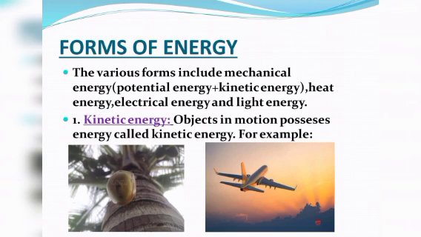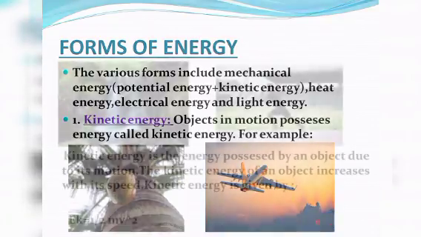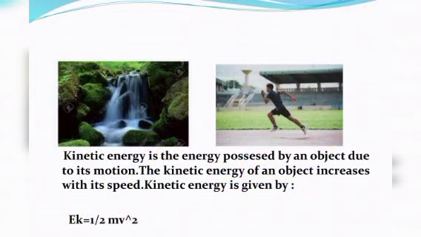And the first one is kinetic energy. What is kinetic energy? Try to recall. Objects in motion possess energy called kinetic energy. For example, a falling coconut, a flying aircraft, flowing water, a running athlete all possess which energy? Yes, kinetic energy. In short, we can define kinetic energy as the energy possessed by an object due to its motion.